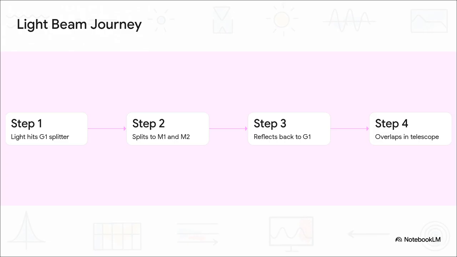Moving on to Step 3, both of these newly split beams hit their respective mirrors and bounce straight back to G1. And Step 4, well, this is where the magic happens. The beams overlap, reflecting and transmitting down a brand new path, AT, right into our viewing telescope. Since they originally came from a single source and their amplitude was perfectly divided, they're what we call coherent. That means when they crash back together, they create interference.